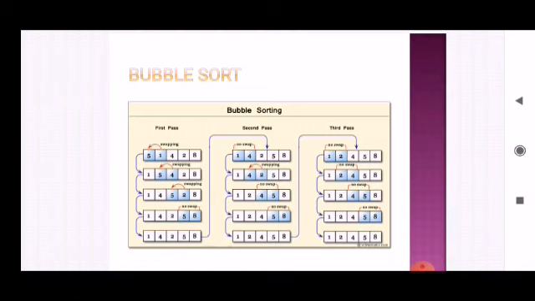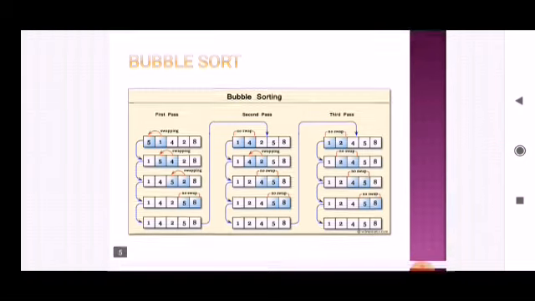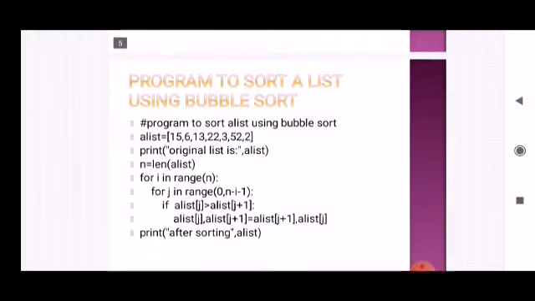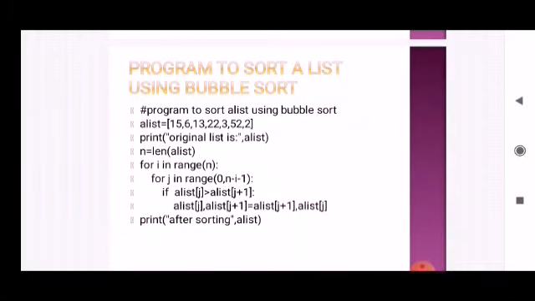Now we will discuss how this process of swapping will be done with the help of a Python program. We have a Python program in which we take a list. I have taken a list 15, 6, 3, 22, 3, 52 and 2. First of all, we have to print the original list. Now, we calculate the length of the list.